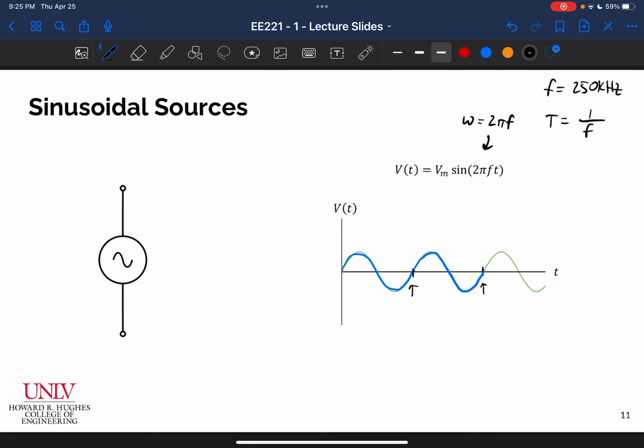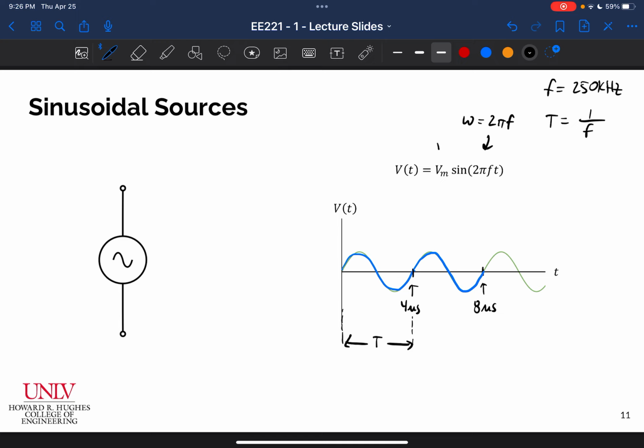So let me go ahead and say 1 over 250 kilohertz. That actually comes out to about 4 microseconds. So I'd be at 4 microseconds right here. And then this second value here would be 8 microseconds. And then the third cycle would complete at 12 microseconds and so on. So my t value, which goes from about there to there, that is 1 period. That is 1 over my frequency.